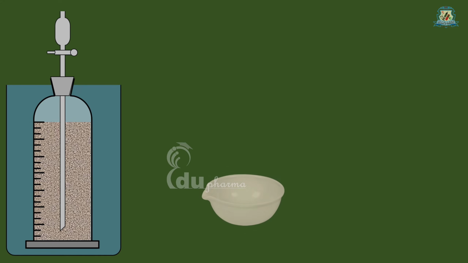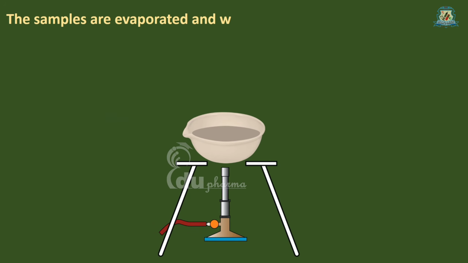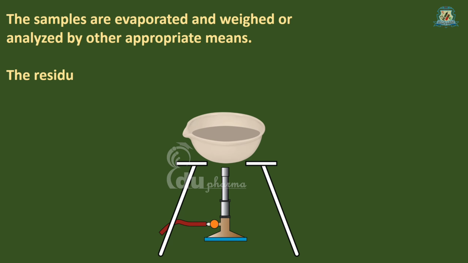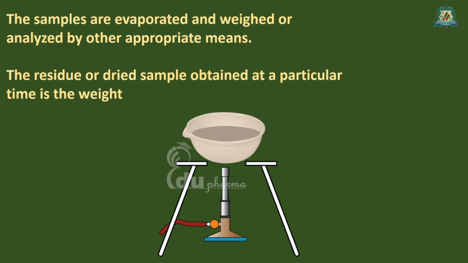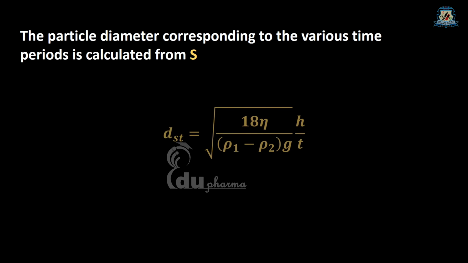At various time intervals as the sedimentation occurs, 10 ml samples are withdrawn and discharged into the evaporating dish through the two-way stopcock. The samples are then evaporated and weighed or analyzed by other appropriate means. Here, the residue or dried sample obtained at a particular time is the weight fraction. This gives the idea about the rate of sedimentation of particles corresponding to their sizes. The particle diameter corresponding to the various time intervals is calculated from Stokes' law.